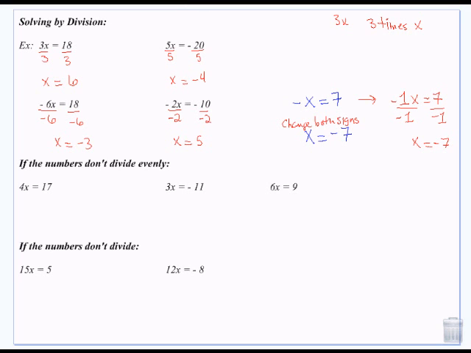Make sense? Okay, what if they don't divide evenly? 4x equals 17. I divide by 4. 17 doesn't divide by 4. X equals 17 fourths. Divide by 3. 11 doesn't divide by 3. X equals negative 11 thirds.